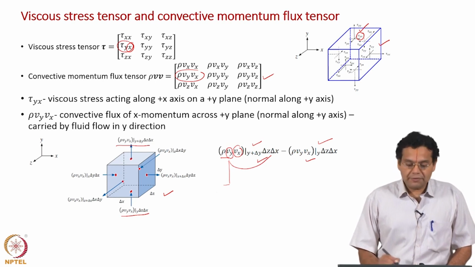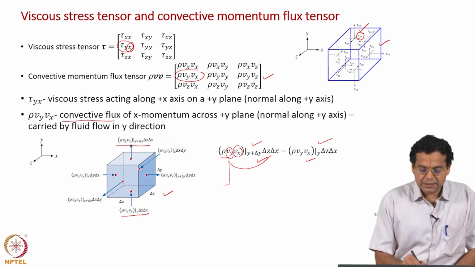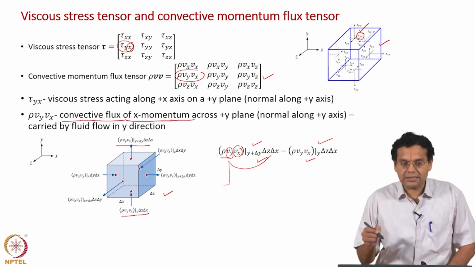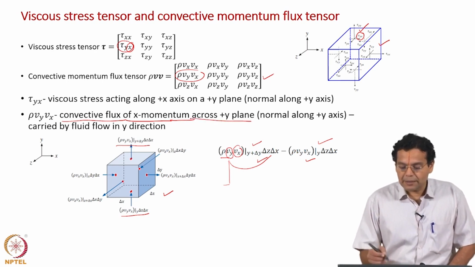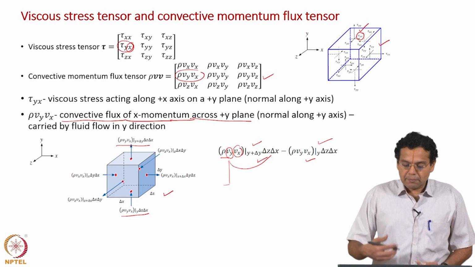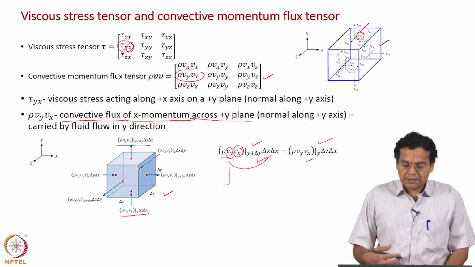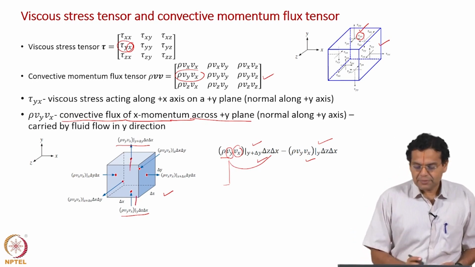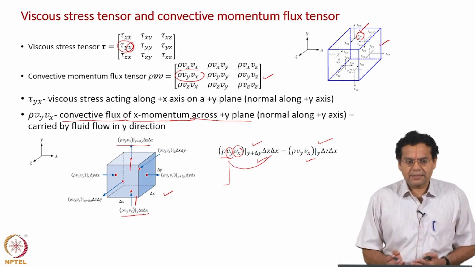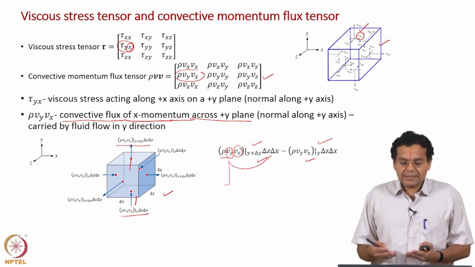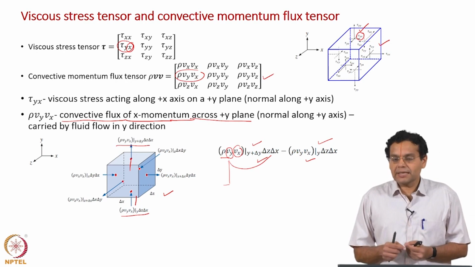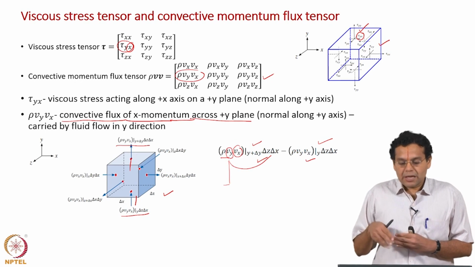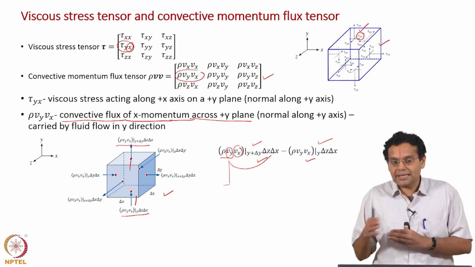So, rho vy vx represents the convective flux of x momentum. We have seen why it is a flux of x momentum, because the second velocity is vx across the y plane. Why is it across the y plane? The mass flow associated with that is in the y direction. So, there is flow in the y direction, but momentum is in the x direction. That is why I can't just give one direction and represent or discuss momentum flux. I should say what is the direction of the momentum, and what is the direction of the mass flow which is carrying that x momentum.